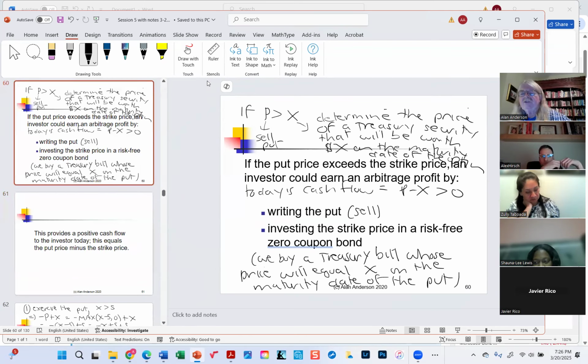And so what happens on the maturity date of the put? Well, again, there's going to be two scenarios. In both cases, we end up with a non-negative cash flow, meaning it's either zero or positive. So that's the whole point of an arbitrage. You have risk-free profits coming in today, and in the future, you have either no money or positive money. You never have any losses.